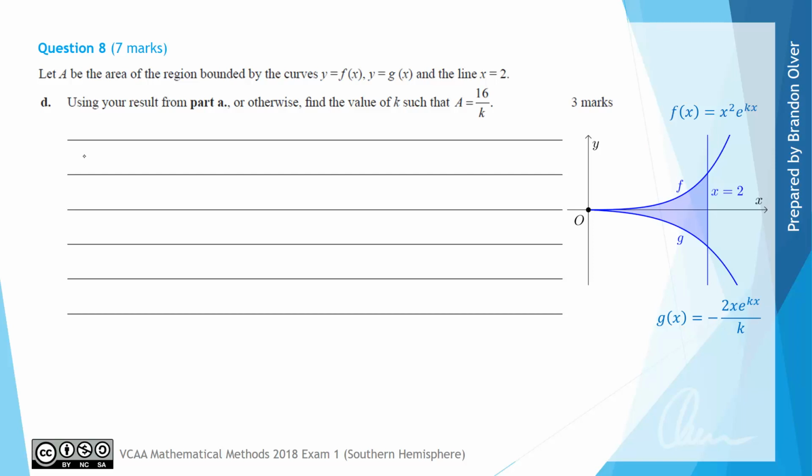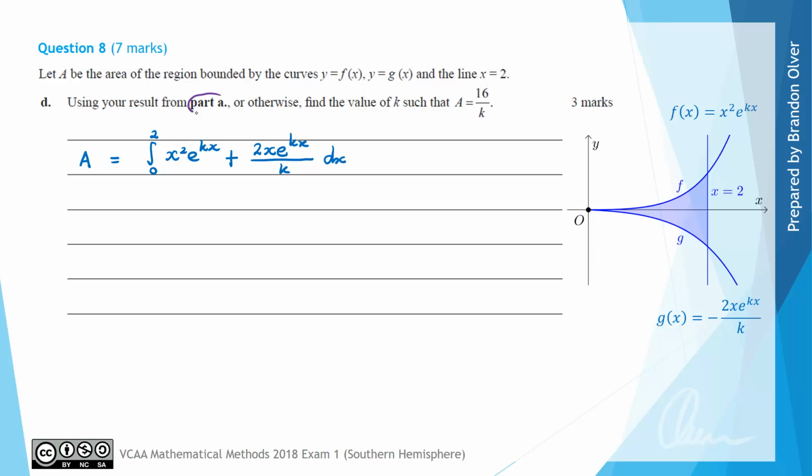which means that A can be expressed as the integral between 0 and 2 of f of x, which is x squared e to the power of kx, and then we're going to subtract negative 2x e to the kx on k, and that will actually just change into plus 2x e to the power of kx on k, and that integral is with respect to x.